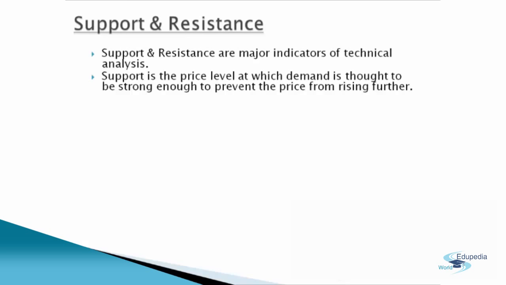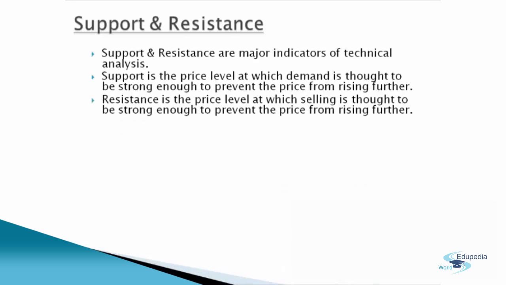So that's the basic lowest price available, beyond which the stock is not going to fall. I'll be narrating an example in my forthcoming slide, so you don't have to worry about the practical implication of support and resistance. I will brief you regarding the same. Whereas in case of resistance, it is a price level at which selling is thought to be strong enough to prevent the price from rising further.